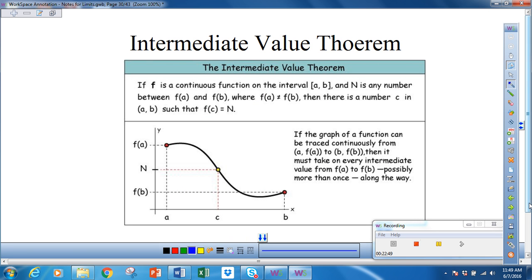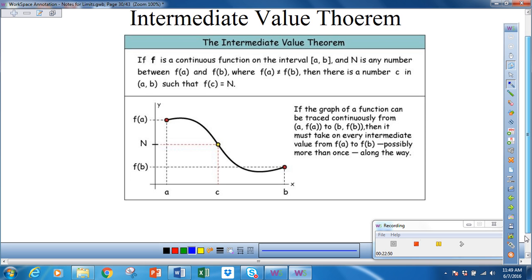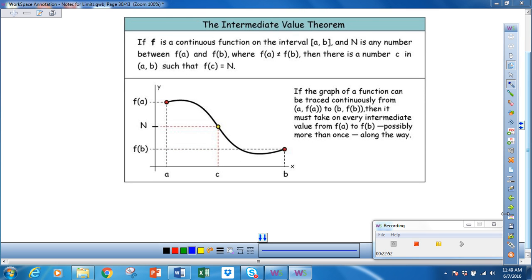Okay, one last topic we're going to cover, and that's the intermediate value theorem. Now, the intermediate value theorem makes complete sense. It's a common sense type theorem. But on the AP exam, often you're going to be asked to prove something, and you're going to have to refer back to the intermediate value theorem. The reason it's in this section is because it only works on continuous functions. The function must be continuous in order for it to work.